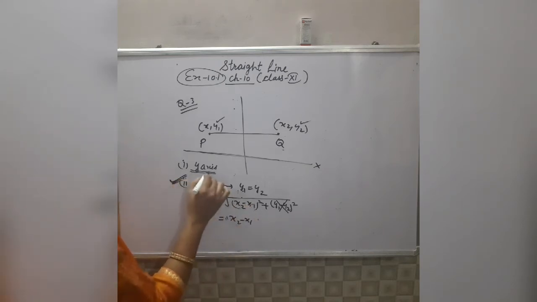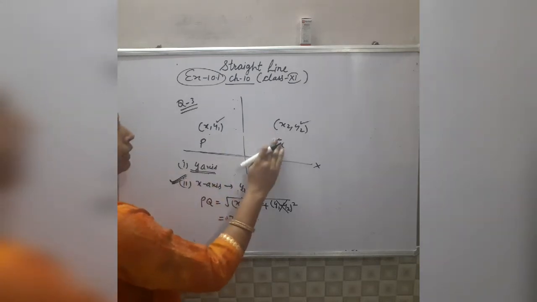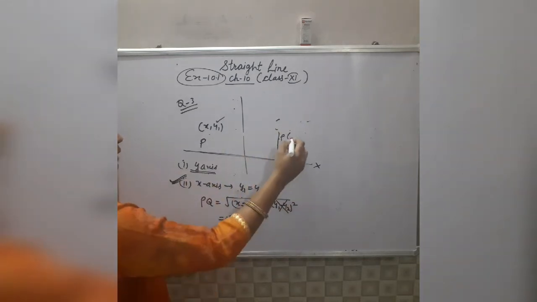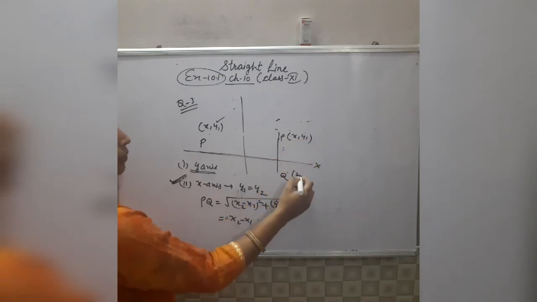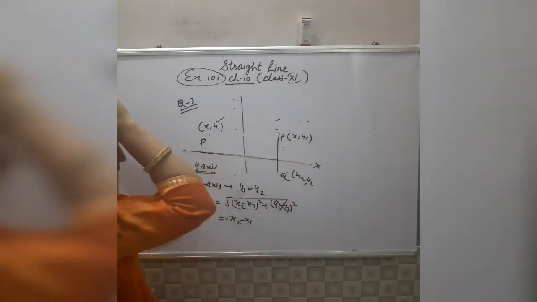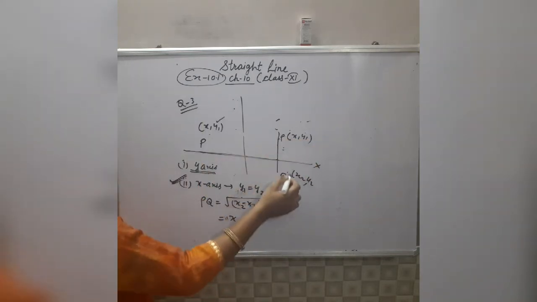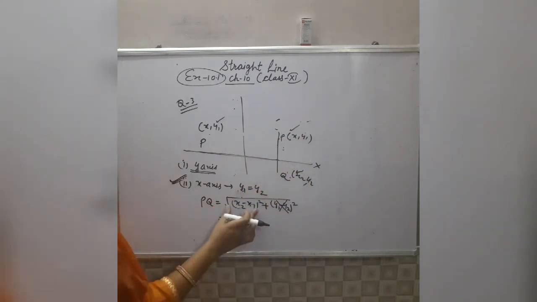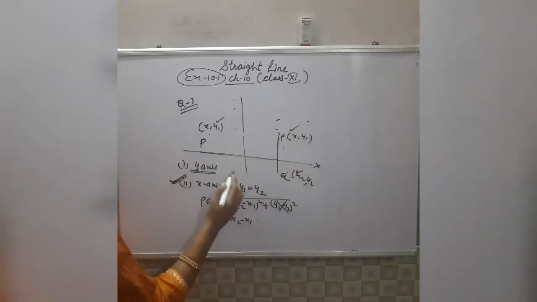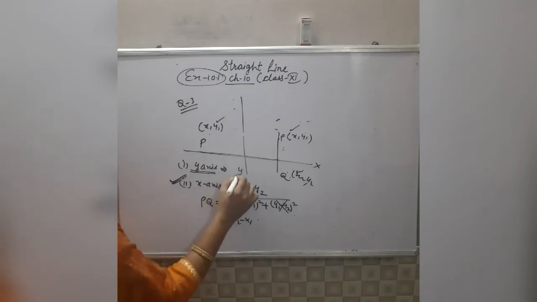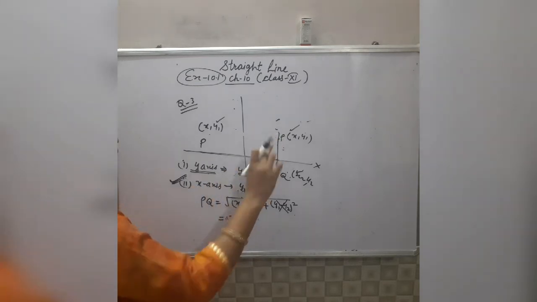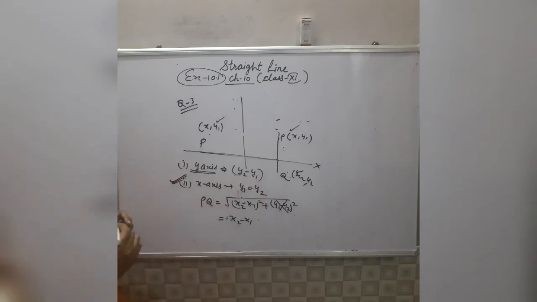Now in case of parallel to the y-axis, if this line PQ is parallel to the y-axis, suppose this is P and this is Q, this is x1, y1, this is x2, y2. In this case, the values of x1 and x2 will be the same. If x1 and x2 are the same, then this first part will be 0, then this second part will give you the value of distance. That means the length of line PQ will be y2 minus y1. So this is question number 3.